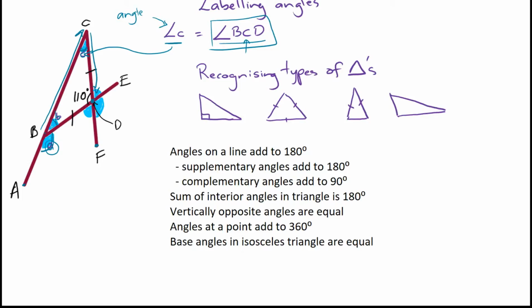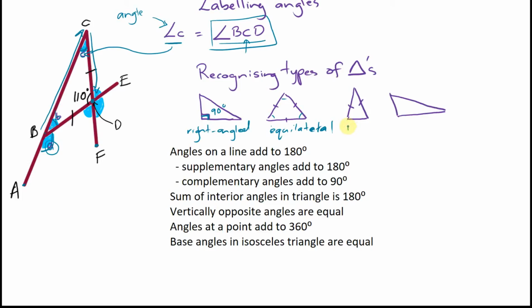The second thing you need to do is recognize the types of triangles. So we've got four types of triangles. We have a right-angled triangle. Okay, so that symbol there, that looks like a step, means a right angle, which is 90 degrees. We have an equilateral triangle. Equilateral triangle. All the angles are the same and all the sides are the same length.